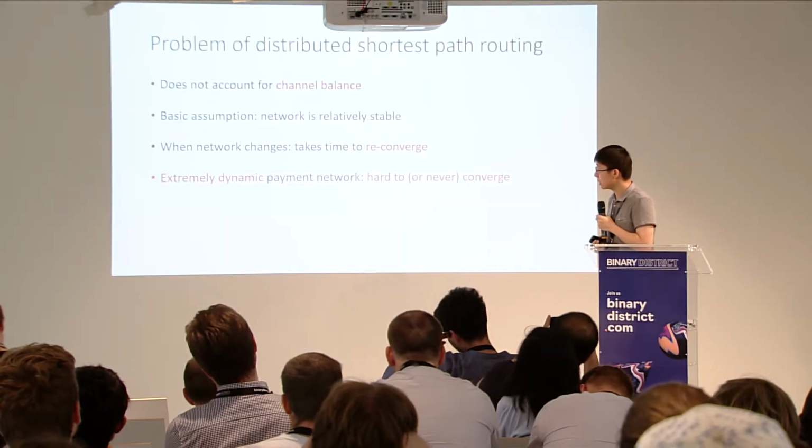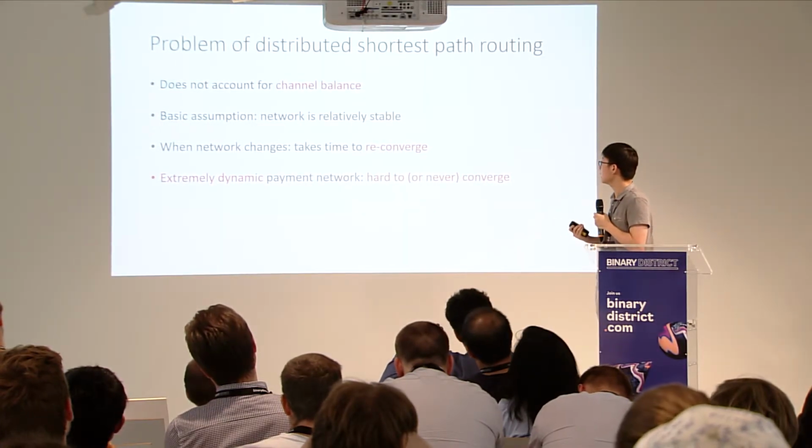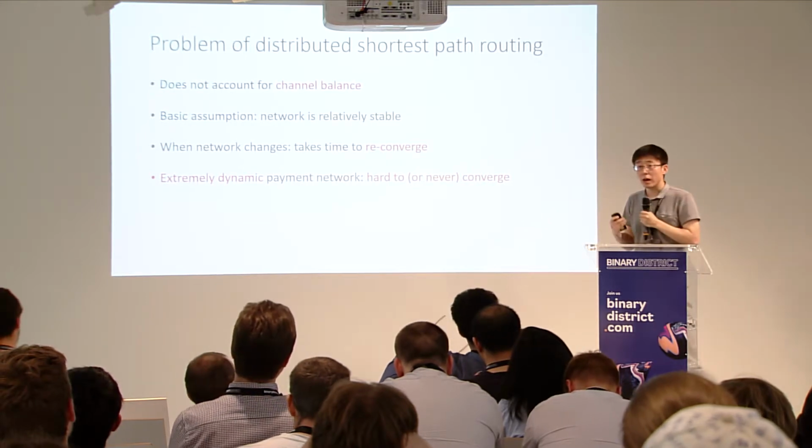And for payment networks, as I've already talked about, it is extremely dynamic, so the network would be hard to converge, or never converge. Because every payment, as I said, will change the network, and if you start to converge, it takes some time. By the time it converges to another state, the current network state may already have changed to another phase.